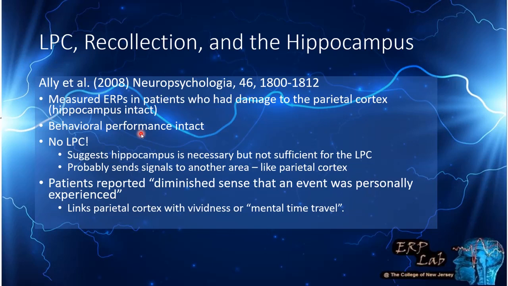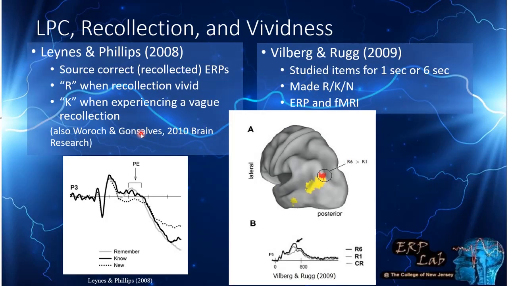So is there any evidence for this? In fact, there is evidence for this. We looked at source correct judgments, and then we had people report on them by making an R judgment when the recollection was vivid, or a K judgment when the recollection was more vague. And what we found is a difference in the LPC, with more vivid recollection being more positive than vague recollections. This paper also reported similar results.